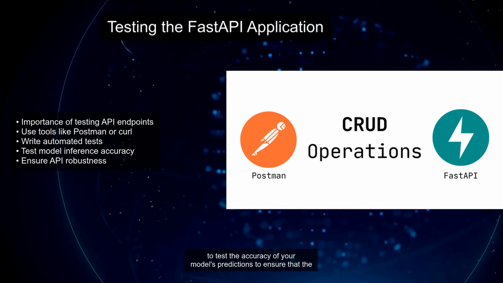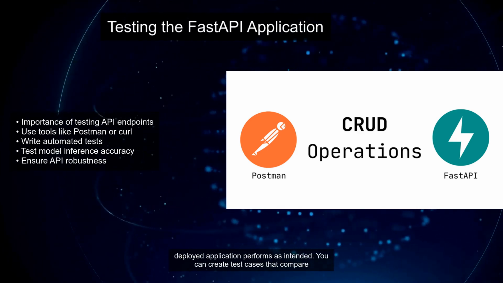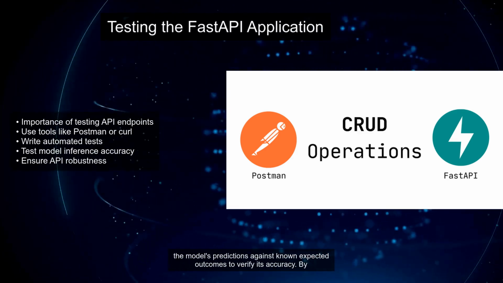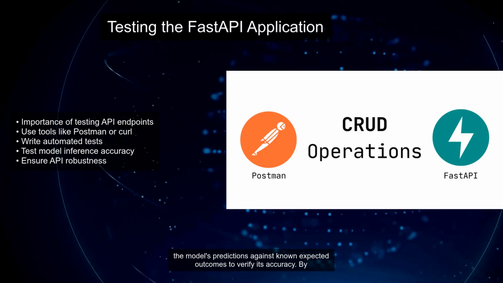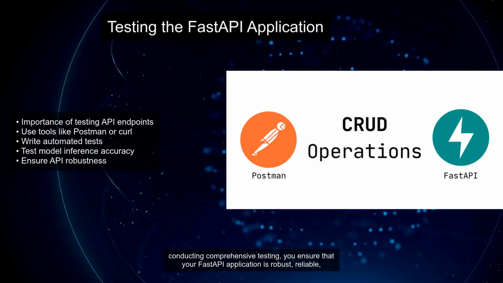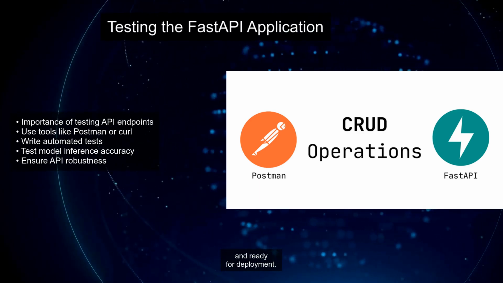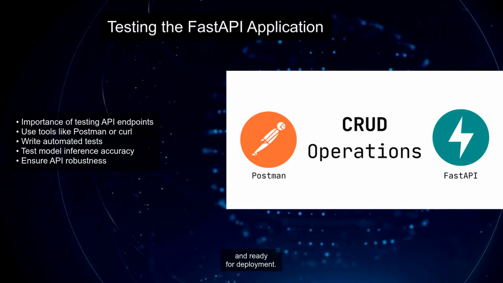Additionally, it's crucial to test the accuracy of your model's predictions to ensure that the deployed application performs as intended. You can create test cases that compare the model's predictions against known expected outcomes to verify its accuracy. By conducting comprehensive testing, you ensure that your FastAPI application is robust, reliable, and ready for deployment.